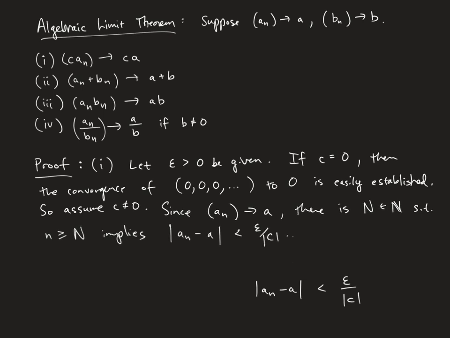Okay, so then I can get rid of this. I already have it written down. Everything is just going to follow from this. So if little n is bigger than or equal to big N, then we'll see that the CANs are within epsilon of CA.